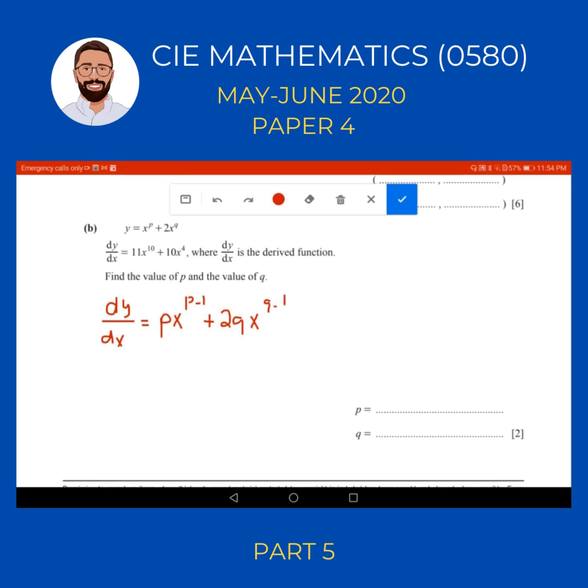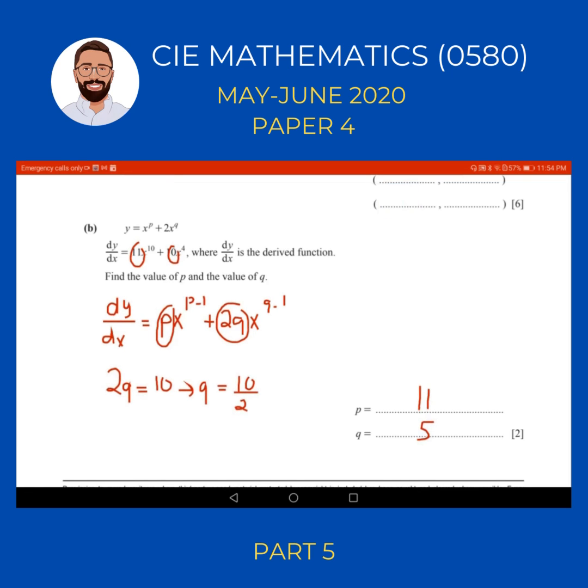So here, how can I find the value of p? So the p value here is the coefficient of x to the power of 10, which is 11. And to find q, 2q is basically the coefficient of x to the power of 4. So 2q is equal to 10. So q is 10 over 2, which is 5. So that's the value of q. So the value of p is 11.